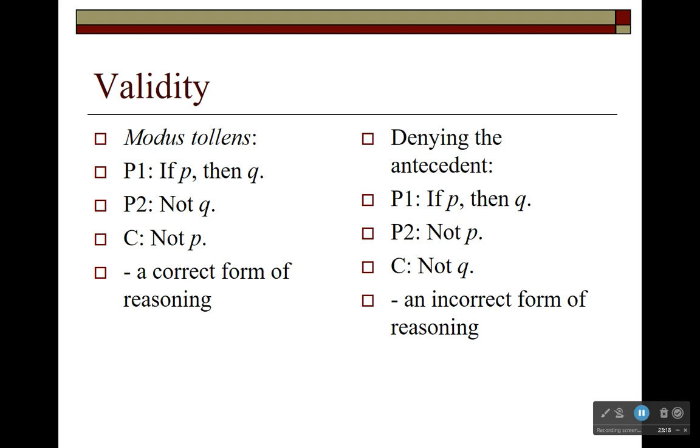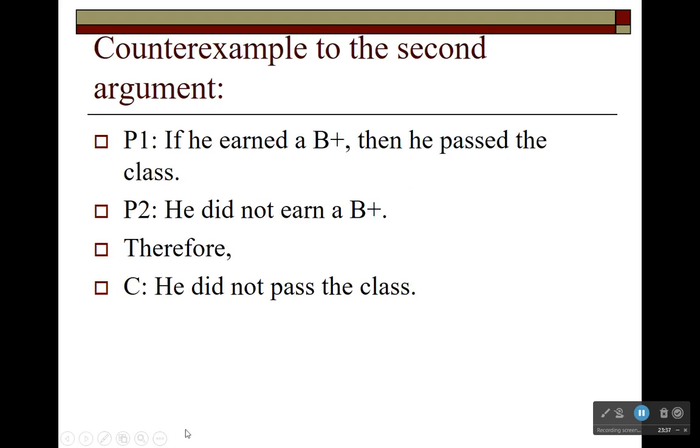With respect to this form of argument, if P then Q, not P, therefore not Q, it is possible for the premises to be true and the conclusion still turn out false. The truth of the premises in that case does not guarantee the truth of the conclusion. So let me bring out this point a little more clearly with a counterexample.